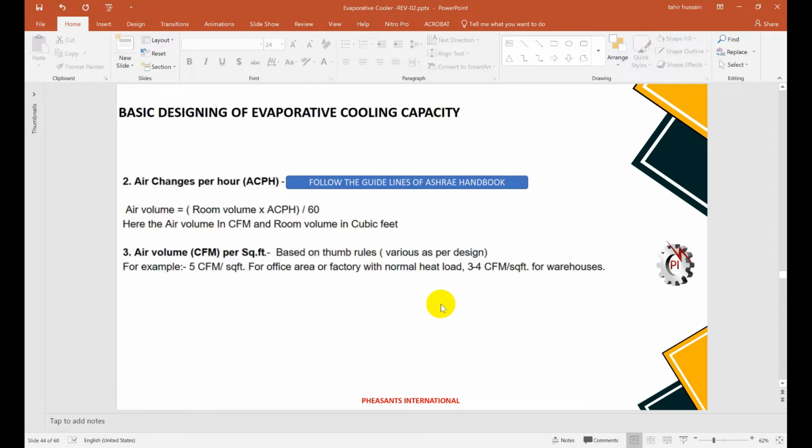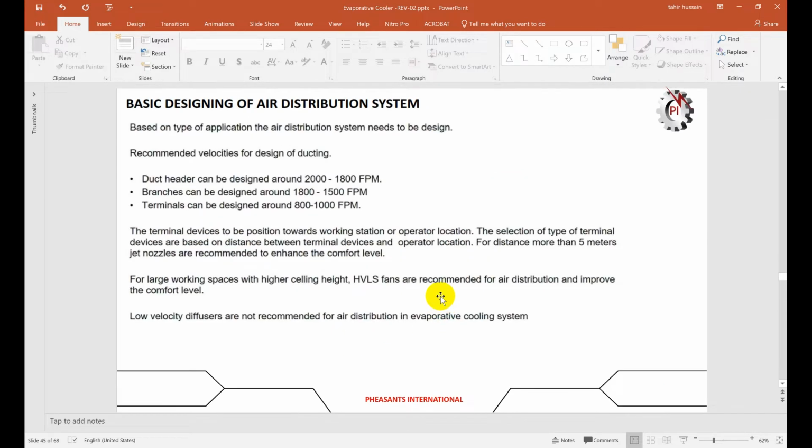Depending upon the application, suppose we have the food area. First we will see what velocity we keep in the air distribution system of the evaporative cooler. Here our velocities are different than an air conditioning system, because in air conditioning the air temperature is low and so you need low velocity, but here the air temperature is not low like a conventional air conditioning system. So velocities are on the higher side. For example, for the main duct we take 1800 to 2000, branches 1800 to 1500, and terminal 800 to 1000, and we can use HVLS, high volume low speed fans, also. In an evaporative cooling system you need to keep the higher velocity.